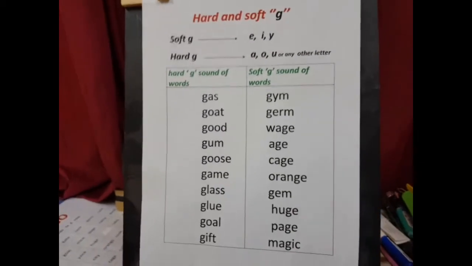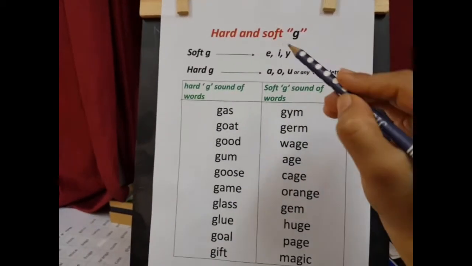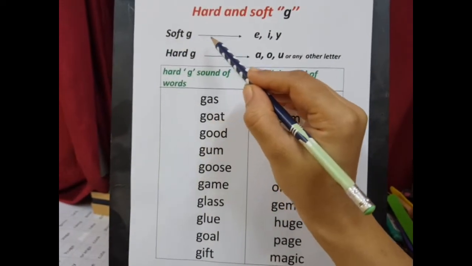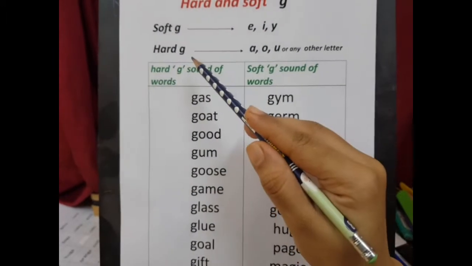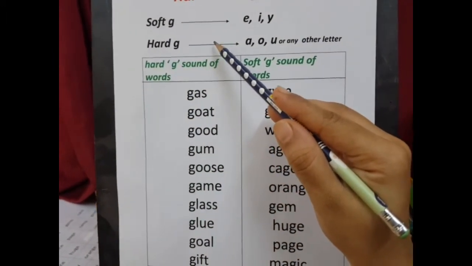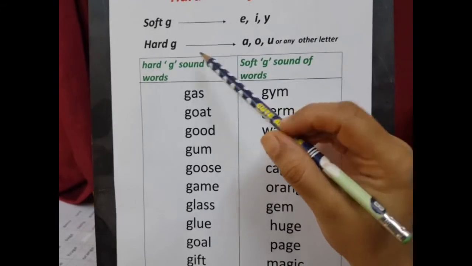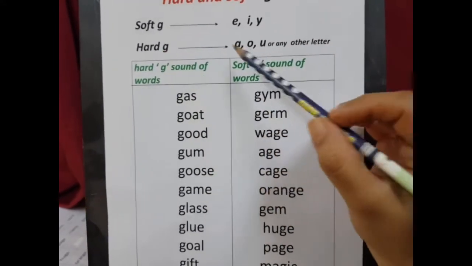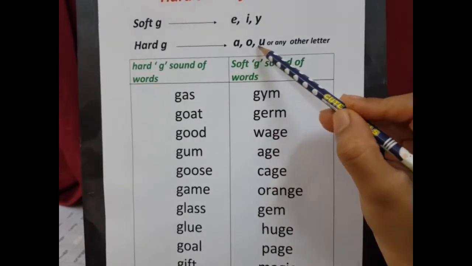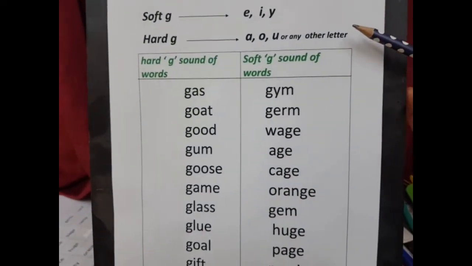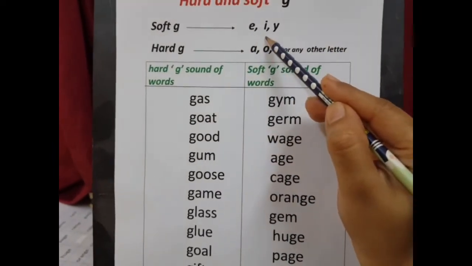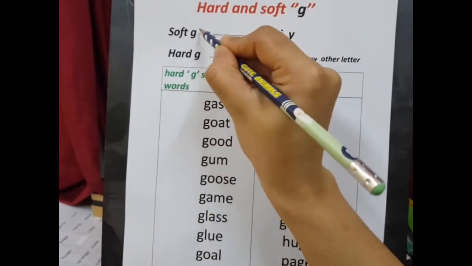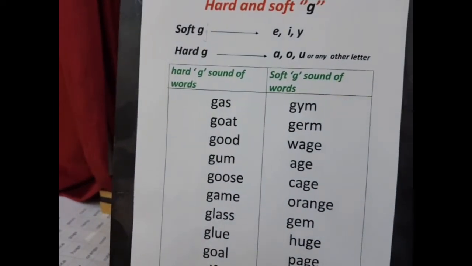Next we will study the hard and the soft sound of G. Even G has two sounds. Sometimes G makes the J sound and sometimes G makes the G sound. You know the sound G, that's called the hard sound of G. This hard sound of G comes with the vowels A, O, U or any other letter. But when it comes with E, I and Y in a word, it makes the J sound. Fine, Filza?